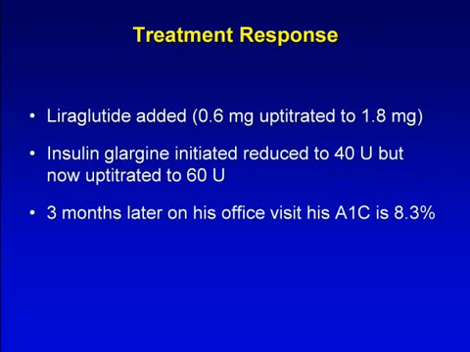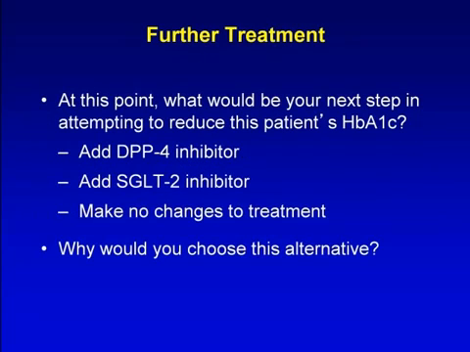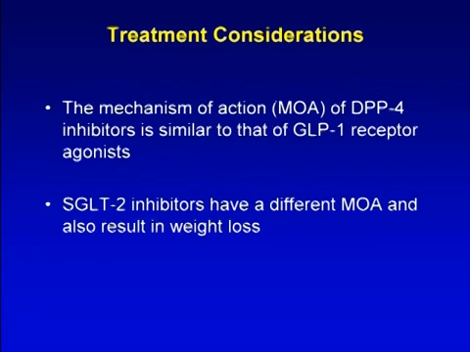In fact, what happened with him was liraglutide was added, 0.6 milligrams. It was up-titrated. Insulin glargine was reduced, but then was up-titrated back up to 60. And when he came back for follow-up, his A1C had come down a bit, but was still 8.3%. So what would you do next? Would you add a DPP-4 inhibitor, or add more insulin, go up more on the insulin, or add an SGLT2, or just leave him where he is and be happy with 8.5?